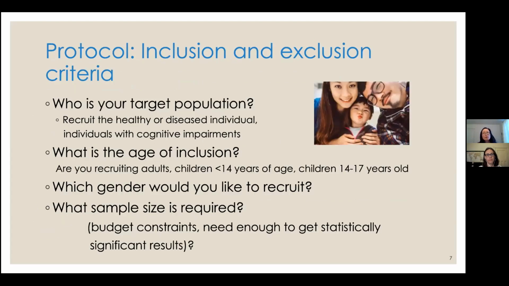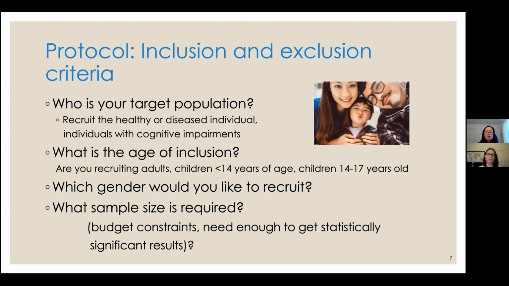So a little bit more about inclusion and exclusion criteria. You have to strongly think about who is your target population. You want to recruit the healthy or the diseased individual, perhaps individuals with cognitive impairments.